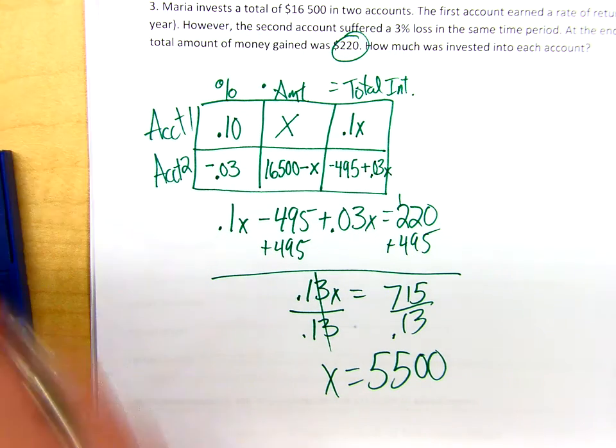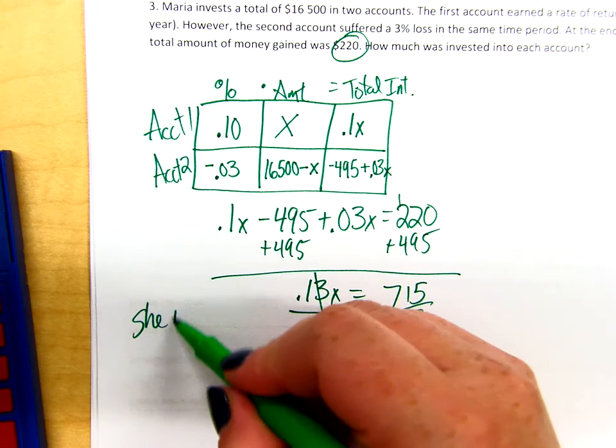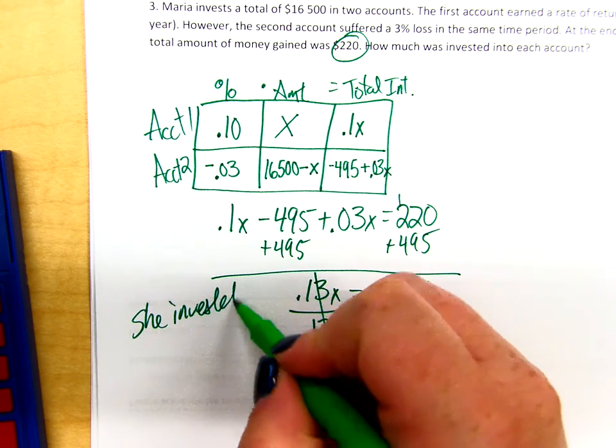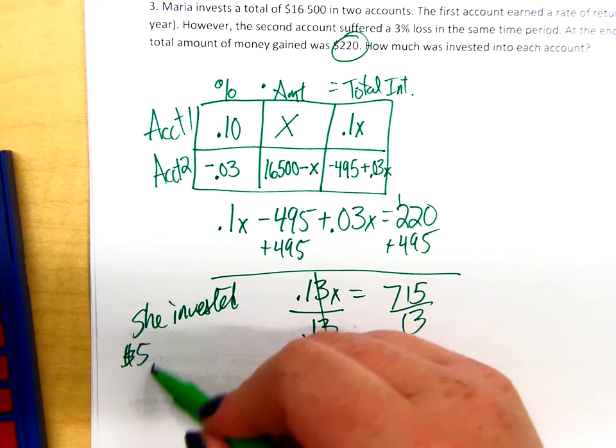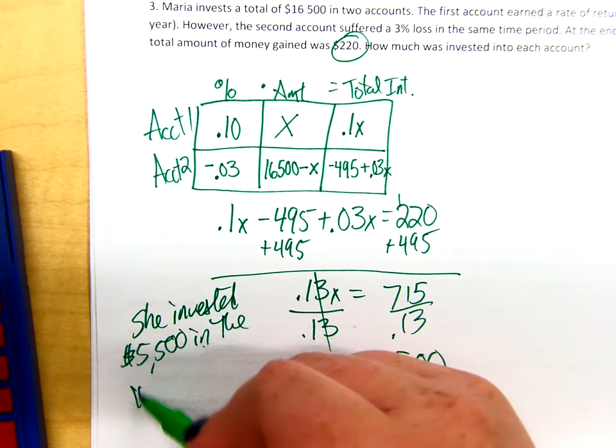They want to know how much was invested into each account, so I need both numbers. So she invested $5,500 in the 10% account.